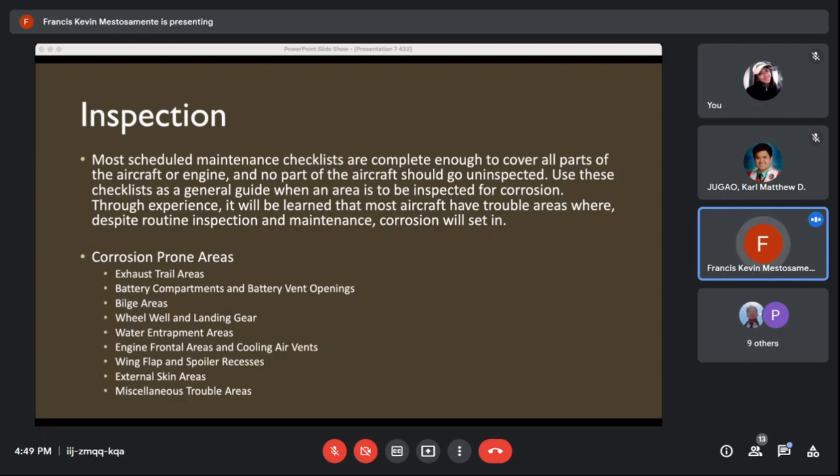Engine frontal areas, prone to corrosion kasi nagkakaroon tayo ng icing or water present yan. Especially on general aviation aircraft, engines are air-cooled. Okay, external skin areas, very prone to surface corrosion, and some other stuff, self-explanatory for the inspection. And we have already discussed this on the prelim, so let's move on to the next slide.